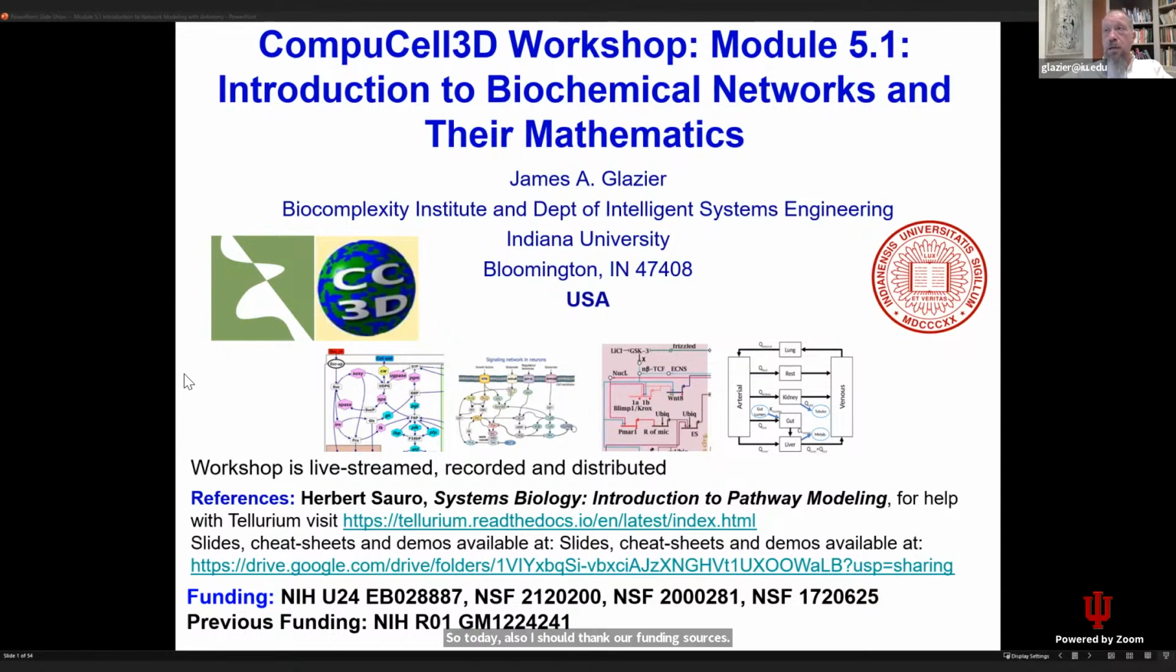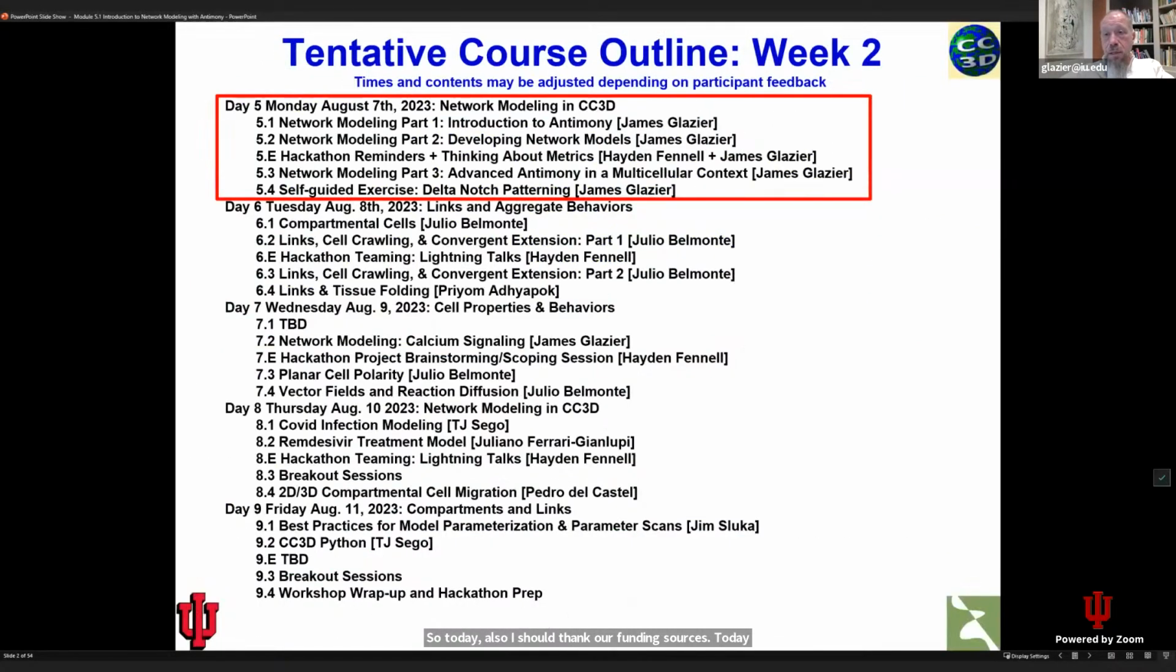Today, I'd like to talk a little bit about networks. We're going to start out by just talking about networks in general, and then we are going to begin to use the Antimony network model specification language inside of CompuCell and gradually build up to using that more fluently by the end of the day.